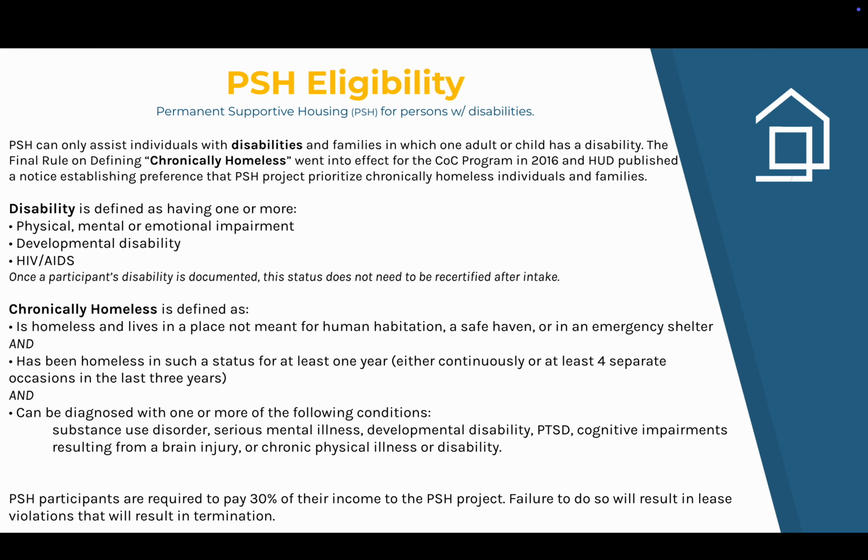Chronically homeless is defined as someone who lives in a place not meant for human habitation, a safe haven or an emergency shelter, and has been homeless in such a state for at least 1 year, either continuously or at least 4 separate occasions in the last 3 years, and can be diagnosed with 1 or more of the following conditions: substance use disorder, serious mental illness, developmental disability, PTSD, cognitive impairments resulting from a brain injury, or chronic physical illness or disability. PSH participants are required to pay 30% of their income to the PSH project. Failure to do so will result in a lease violation.